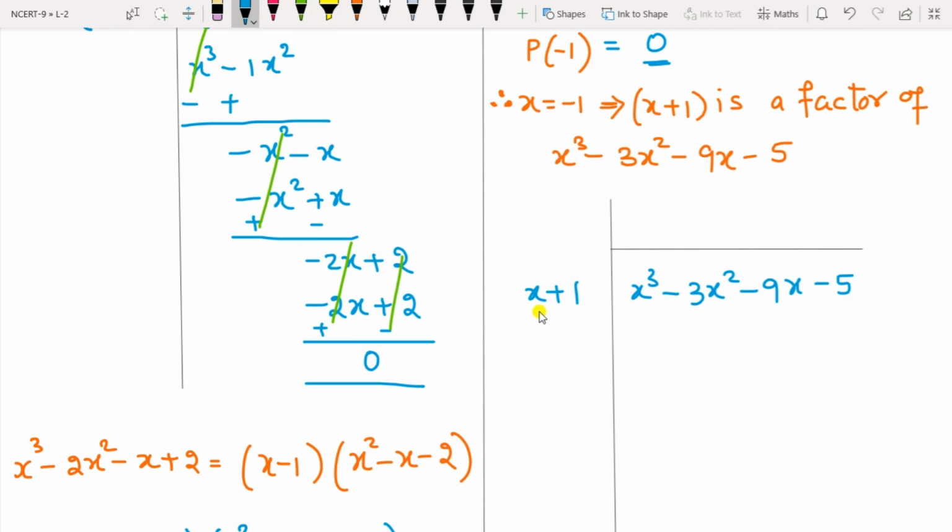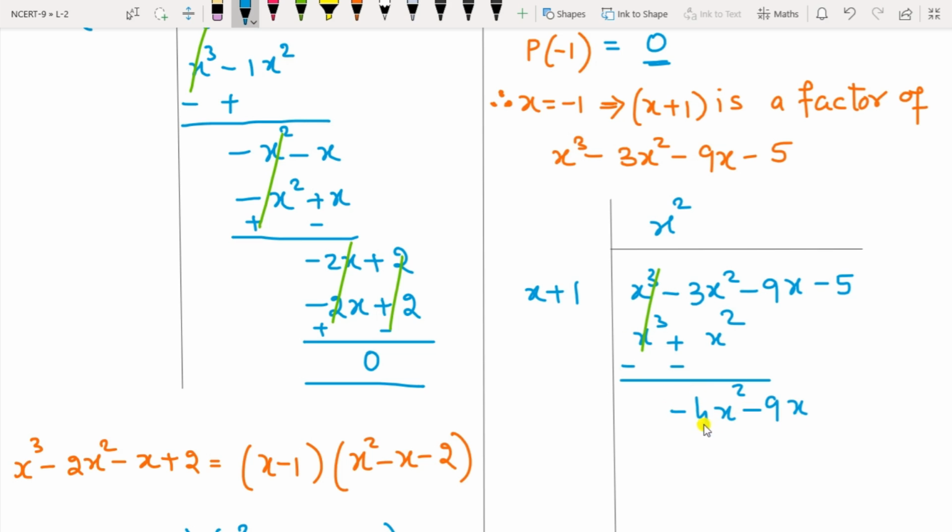So multiply this by x square. So after multiplying this, you will get here x cube and plus x square. Change the sign. This is plus, so minus, minus, and cancel the like, opposite terms, and this becomes minus 4x square minus 9x.